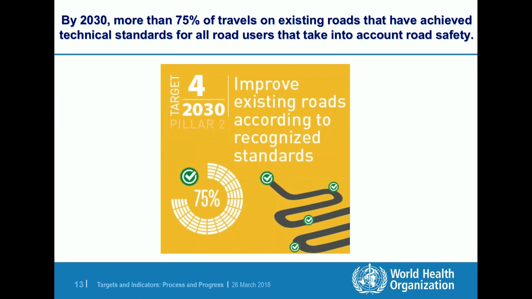Slide number 4 also refers to travel on roads and the need to improve road infrastructure. And here it's talking specifically about roads that are already in place. The idea here is that there should be technical standards or regulations that apply to existing roads. And that means that countries should apply these standards and improve or make modifications to existing roads, so that 75% of travel on existing roads should be on roads where the technical standards take into account the road safety and well-being for all road users. So it's a similar target as number 3, but it's referring specifically to existing roads.